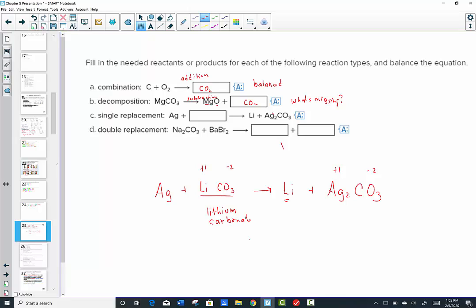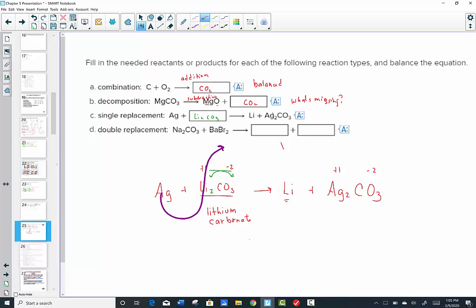And remember, when I write formulas, I have to consider charges. So remember, we got to bring that around and down. Li2CO3. And the pattern of change would simply show silver kicking out lithium and stealing its last name. Silver carbonate forms and the element lithium.